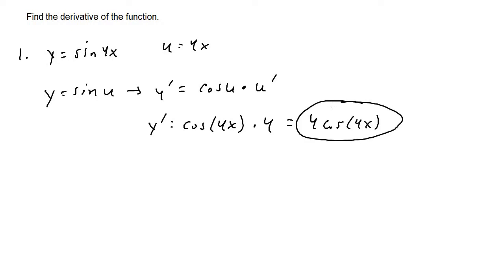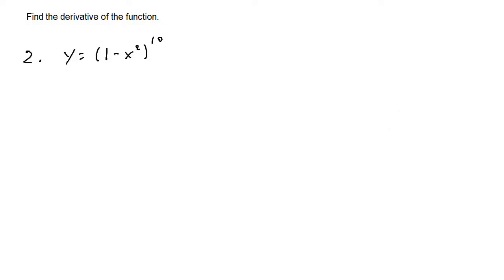So notice with the chain rule, we took the derivative of the outer function first, leaving the inner function just like that, and then we multiply by the derivative of the inner function. So now for number 2, we have y equals 1 minus x squared raised to the 10th power. Once again, I'm going to label my inside function and my outside function. So I'm going to replace the inside function, 1 minus x squared, with u. So y equals u raised to the 10th power, where u equals 1 minus x squared.